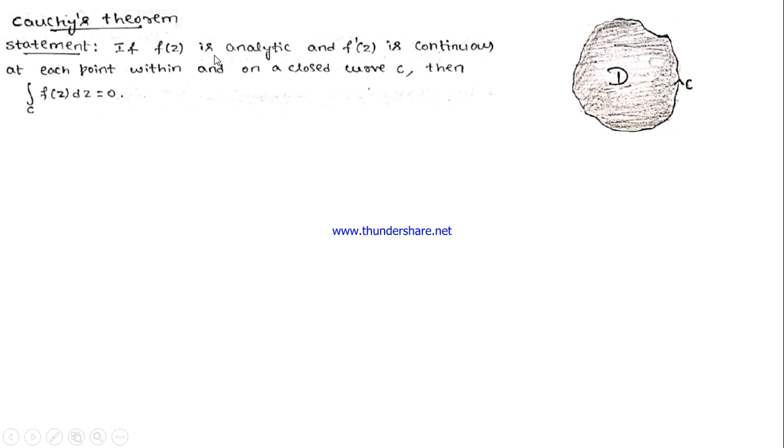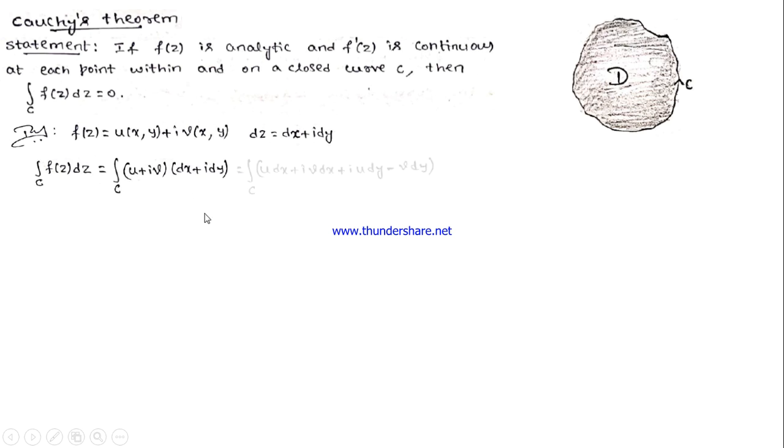People know that. If I just put f of z equal to u plus iv, and z is x plus iy, it means dz becomes dx plus i dy. Substitute these two things back in this expression, and I'm just multiplying them. So that is done here: u dx plus iv dx, plus iu dy, i square is minus, so minus v dy. Afterwards, separate the real and imaginary parts. Real part is u dx minus v dy, and imaginary part, i is taken common, v dx plus u dy. Let me call this equation number 1.